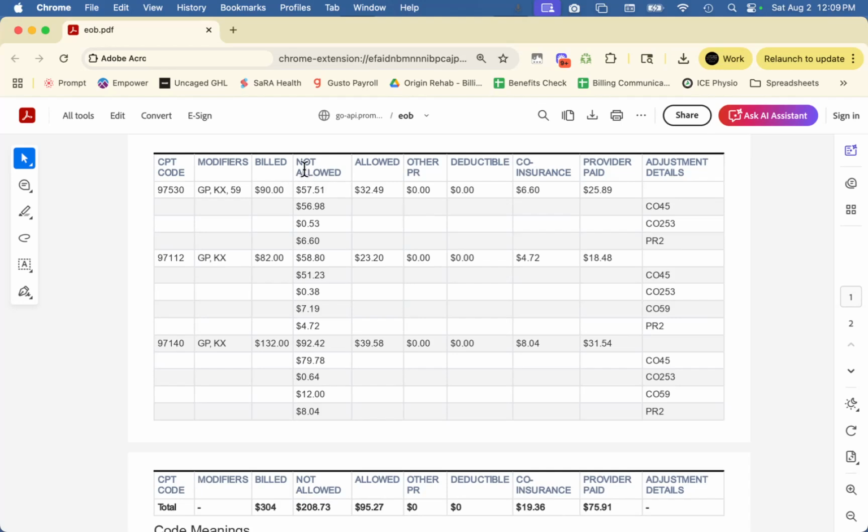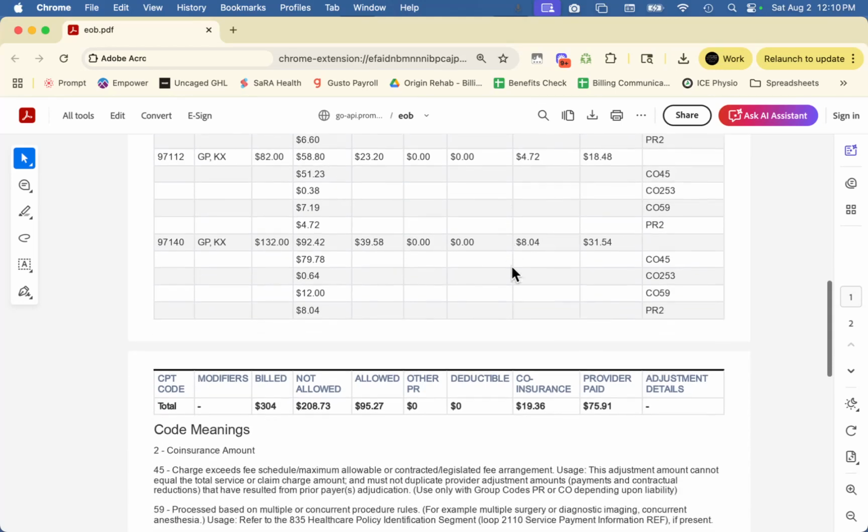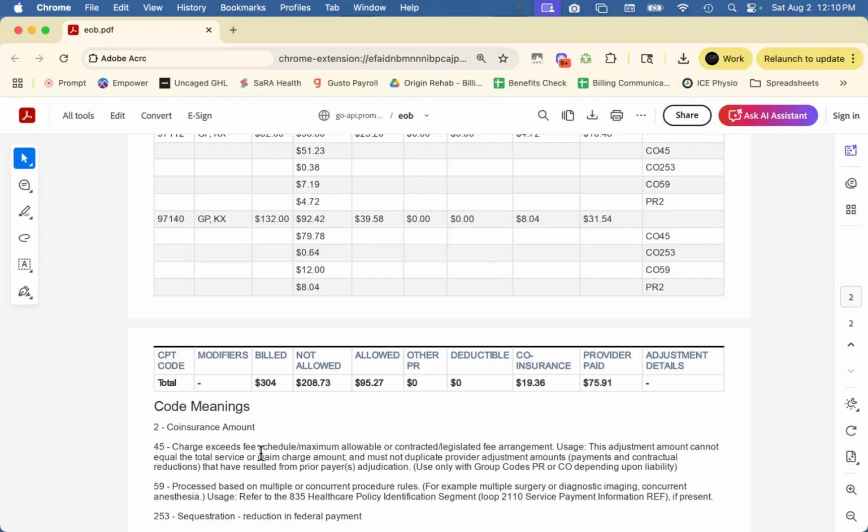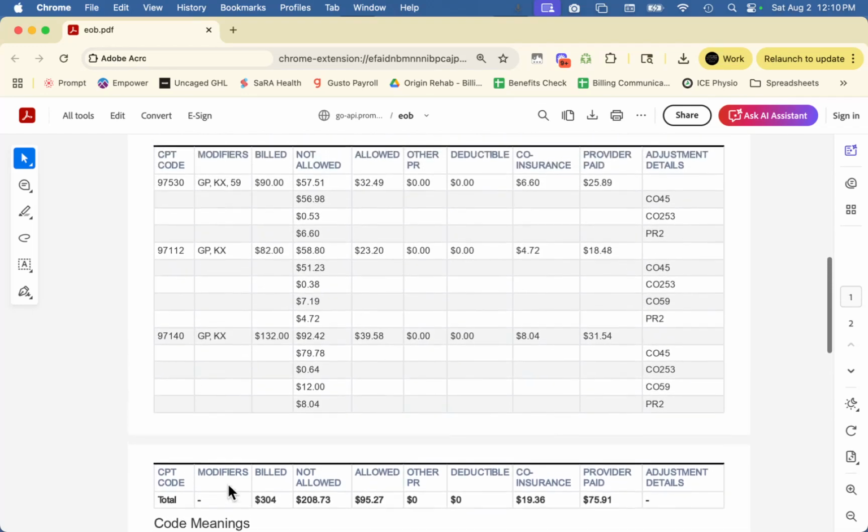And you can see that when we look at the next column, not allowed. This is the amount of this code that's not allowed. And you can see over here why. CO45, we can look down. It means that it exceeds the fee schedule maximum allowable, and it was reduced as a result. So you can see how much it was reduced by here, and ultimately what is allowed for this service. So this is the allowed amount for the service, which is generally this minus this. And this top number here, this is the amount that wasn't allowed.